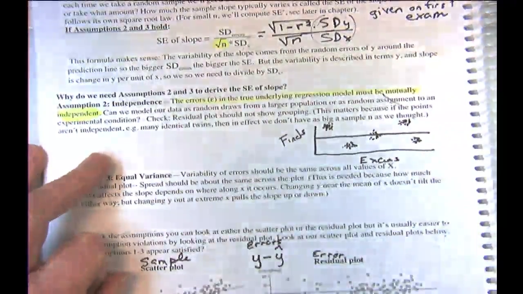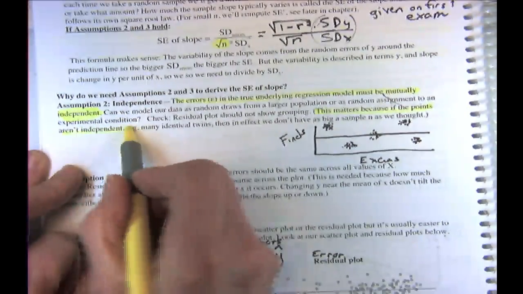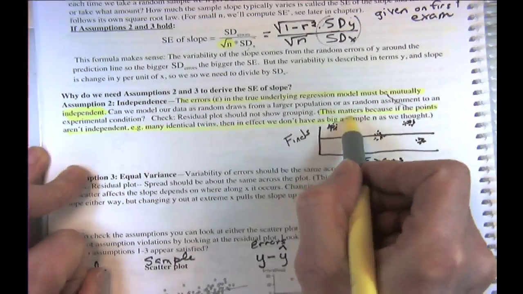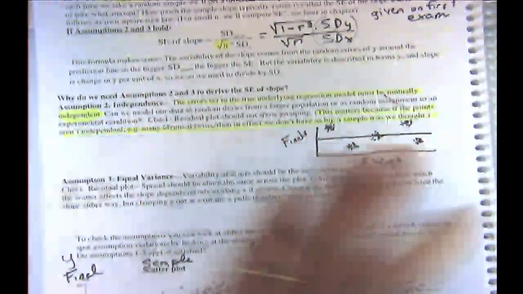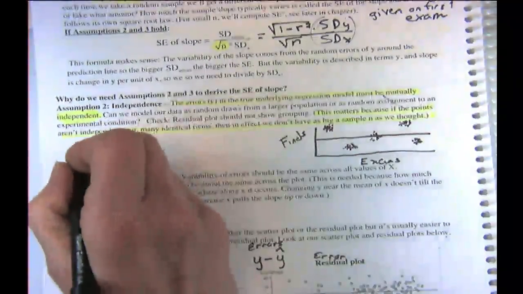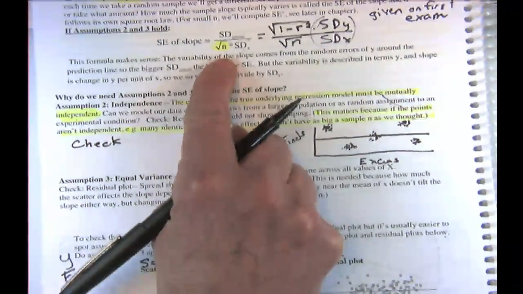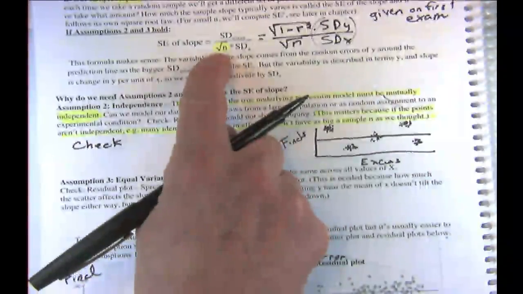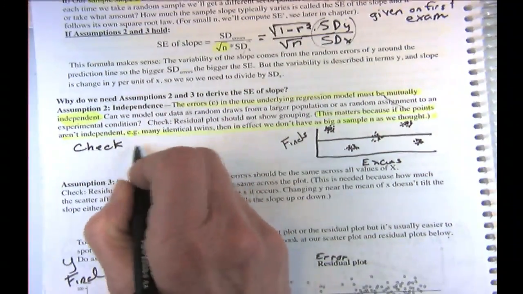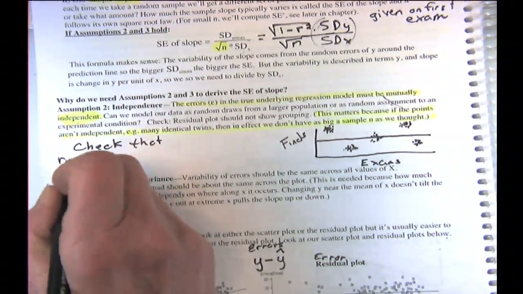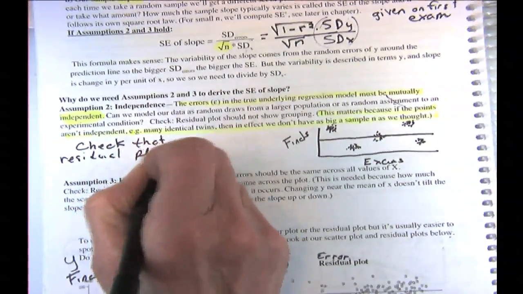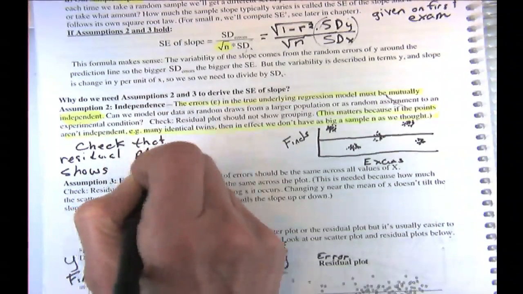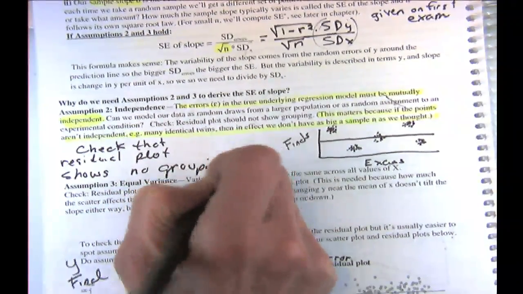So this matters because if the points aren't independent, then in effect we don't have as big an N as we thought. We have way more error. We can't be nearly as sure of what's going on. Okay? So that's the idea. So in order to use this formula, you'd have to adjust your N if you see something like this. So you check that the residual plot shows no grouping like that. This is an extreme example. And if it does, you're going to have to figure out how to adjust your sample size.